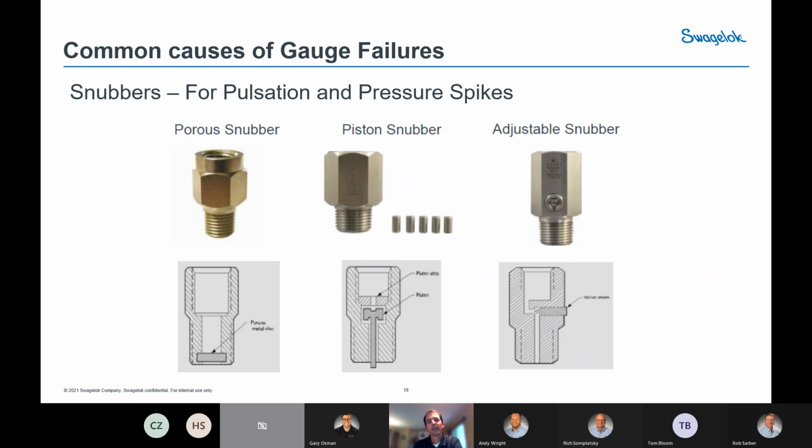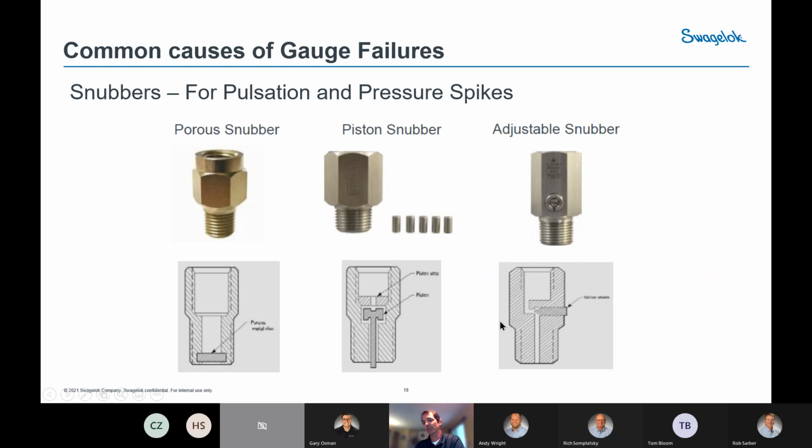So this is an attachment where the gauge goes into the attachment and the attachment goes into your system. And what it does is it creates a sort of buffer there. With a porous snubber, you have kind of like a porous filter element that just dampens the pressure before it reaches the internal gauge components. And a piston snubber does the same thing in a different way. It utilizes a piston design.